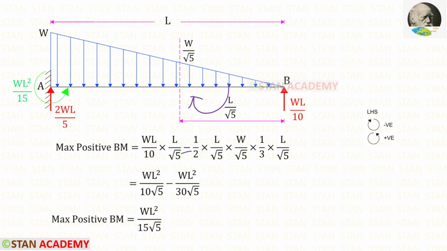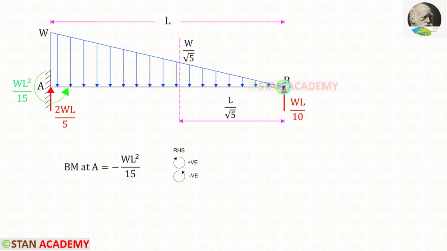For the UVL, we have to multiply the area with the centroid distance. This is the area and this is the centroid distance. For the maximum positive bending moment, we will get WL square upon 15 root 5. We know that in the point B, the bending moment is 0. Now using right hand side rule, let us find the bending moment in the point A. In the point A, we have MA, which is acting in the anticlockwise direction so that it will be negative.